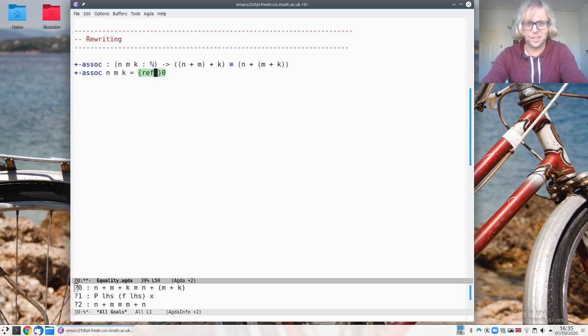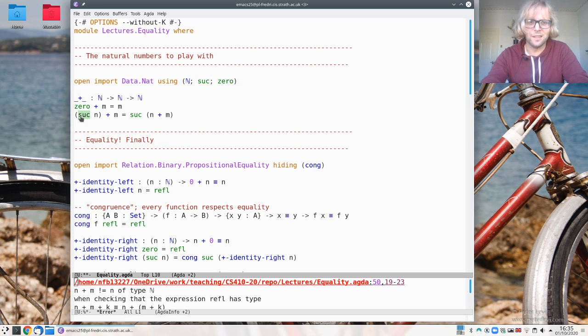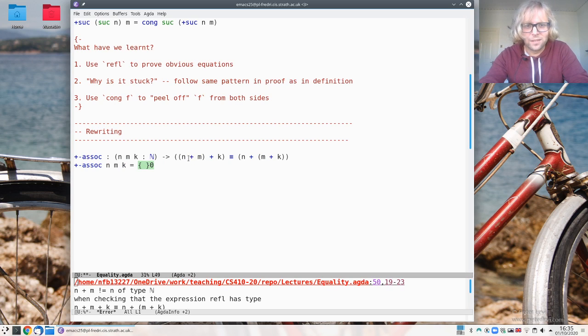Well, we could try to just give REFL, being very optimistic, but it's not obvious that these two things are the same, right? So what we have to do is we have to again ask ourselves, why is it stuck? And if you remember, we defined plus by looking at the first argument. So this is stuck because we don't know what the n is yet, right? And this is stuck because we don't know what this thing is, but maybe if we know what n is, we might know what this thing is.